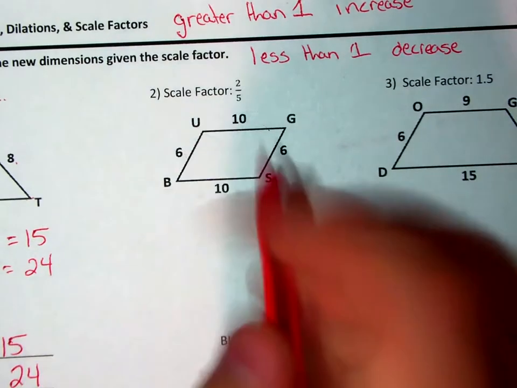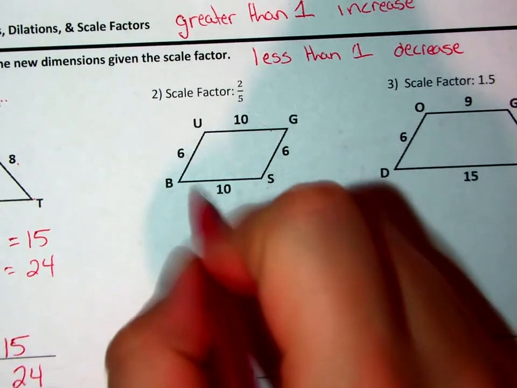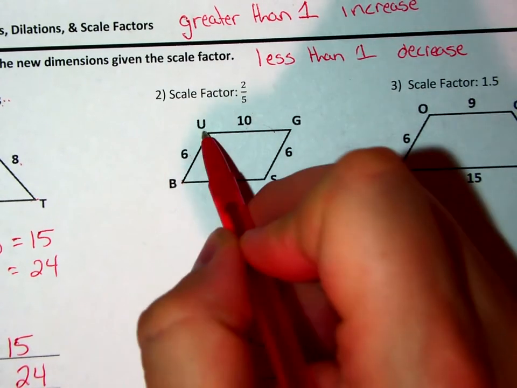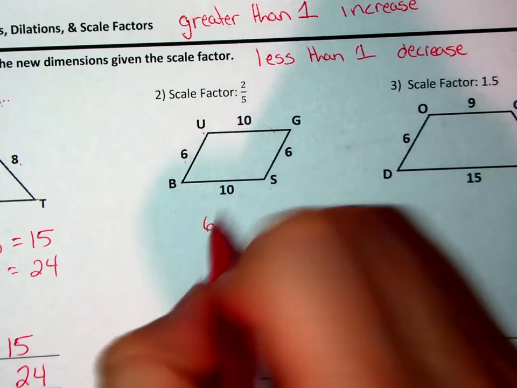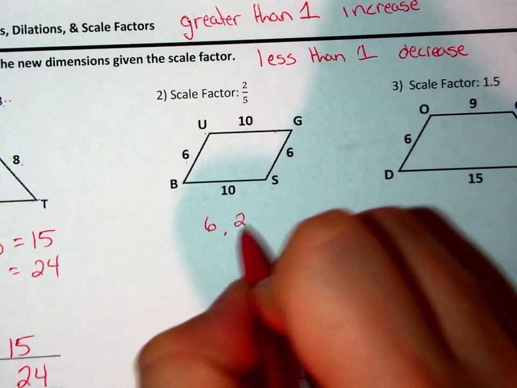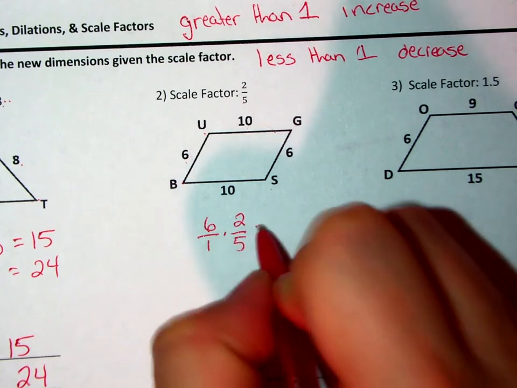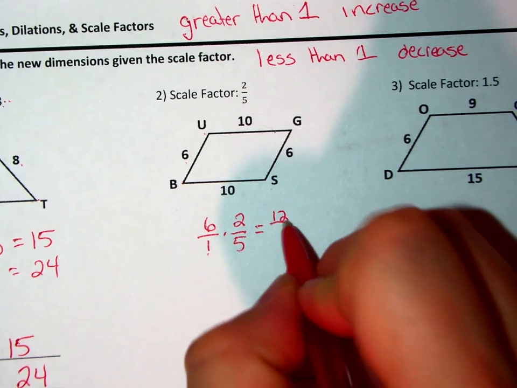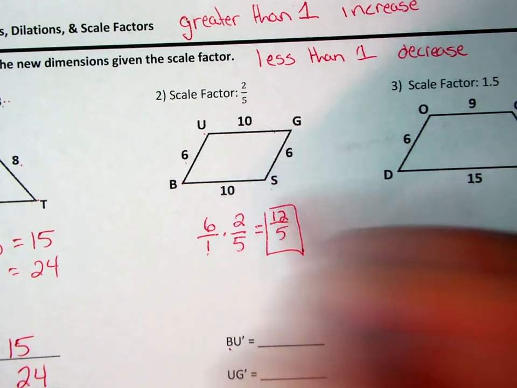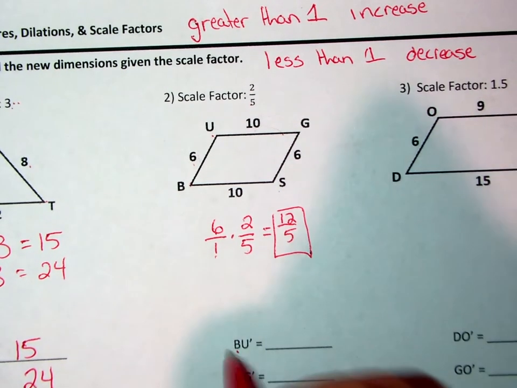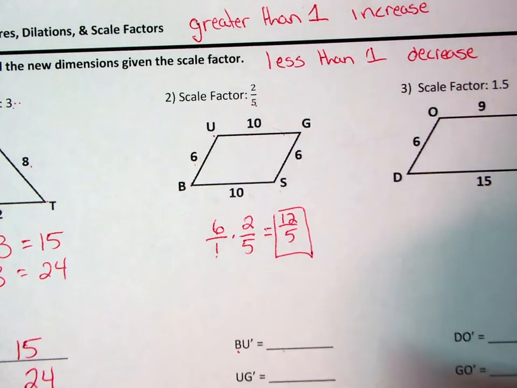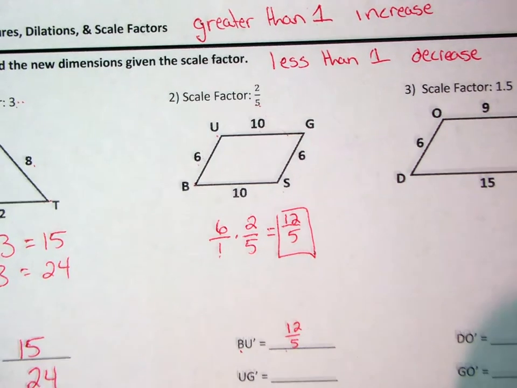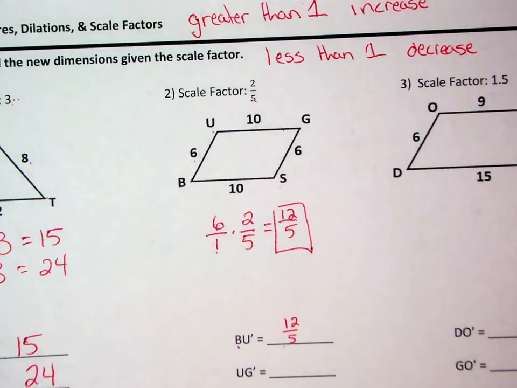The same is true when you have a scale factor that's less than 1. If a scale factor is less than 1, then I still take my value. Let's look at BU. So the distance from B to U is identified as 6 units. Multiply that by my scale factor of 2/5. So 6 times 2 is 12. 1 times 5 is 5. My BU prime, when multiplied by a scale factor of 2/5, becomes 12/5, which is definitely much smaller than 6.